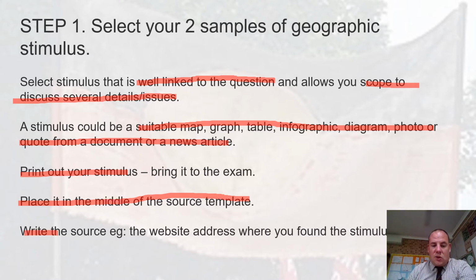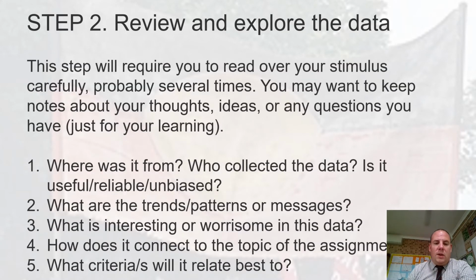You need to write the source. So if you got the source from a website, you need to tell us where it's from. So that's how we're going to select your geographical stimulus. What you need to do is to review and explore the data. So you need to make sure you read over your stimulus carefully. You're probably going to need it several times. You may want to keep notes about your thoughts or ideas or any questions you've made from your learning.